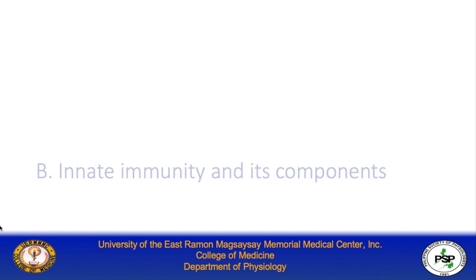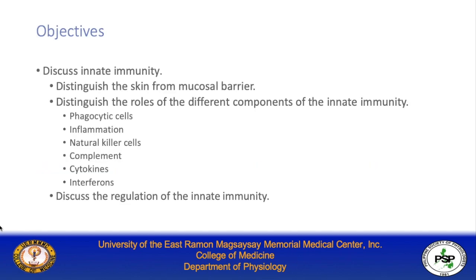Okay, the second part would be the innate immunity and its components. These would be the objectives for this part. We will look at the different components of the innate immunity. And the last part of this video is the regulation of the innate immunity.